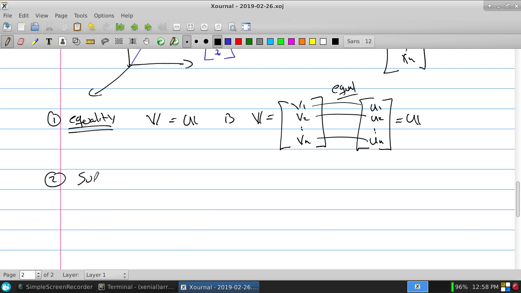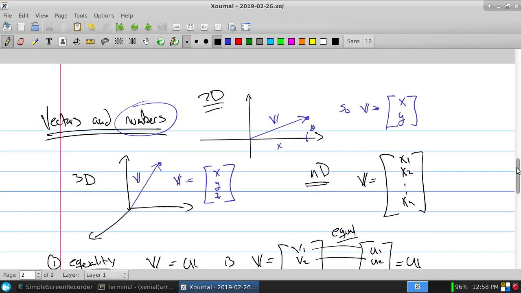The second thing, sum. What would be vector v plus vector u? What would that be equal to? Well, let's borrow matrices. How do you add two things? v1 plus u1, v2 plus u2, vn plus un. It's normal matrix addition. So vector addition is the exact same thing. Just add the coordinates.